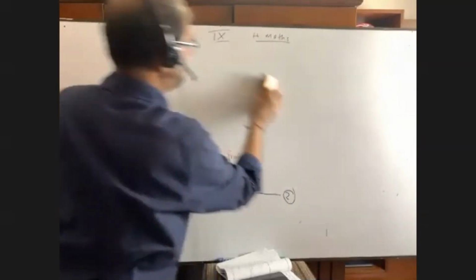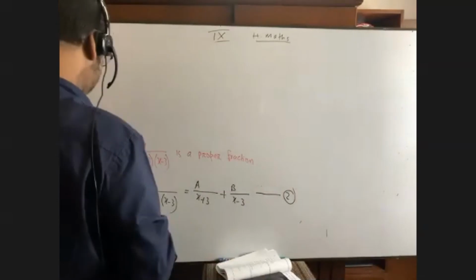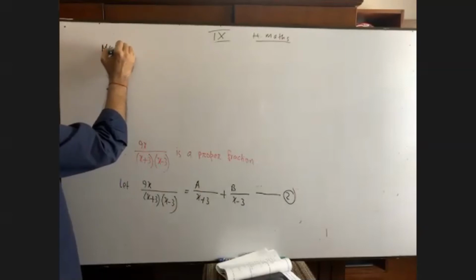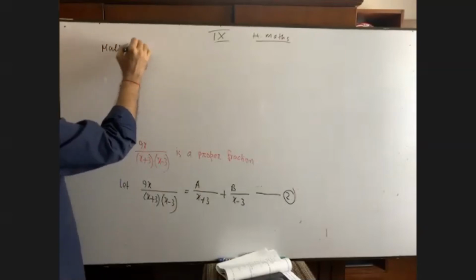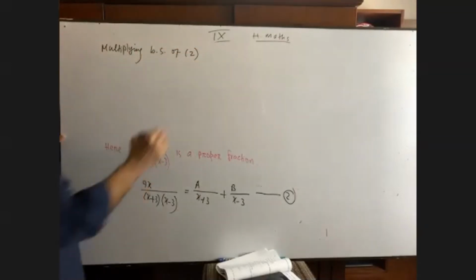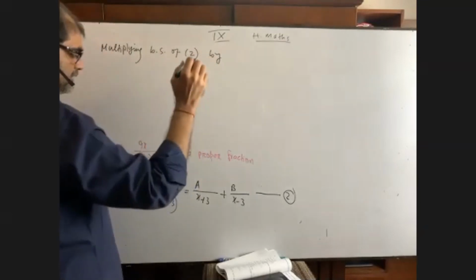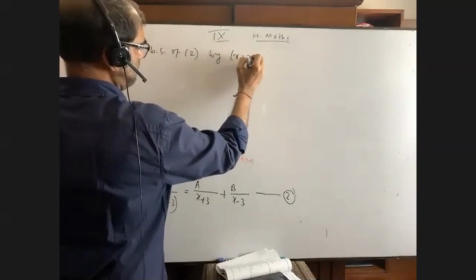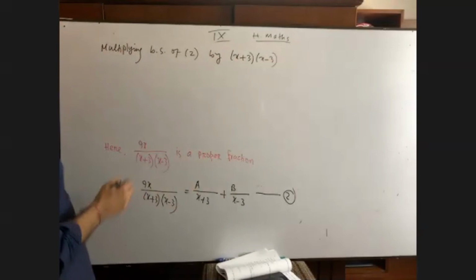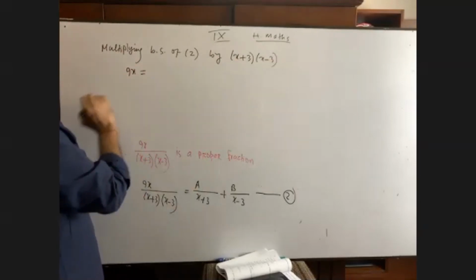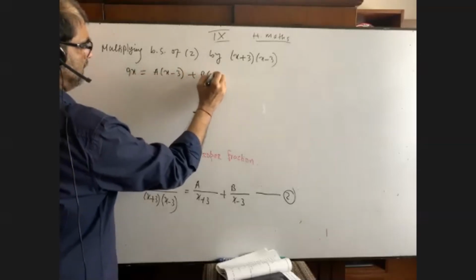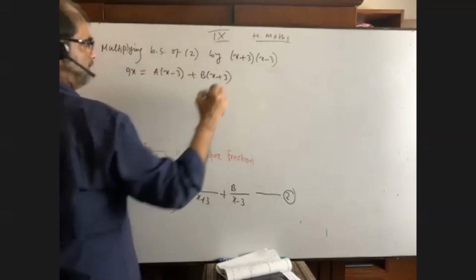Write down: multiplying both sides of 2 by x plus 3, x minus 3, we get 9x is equal to a into x minus 3, plus b into x plus 3. This is now 3.